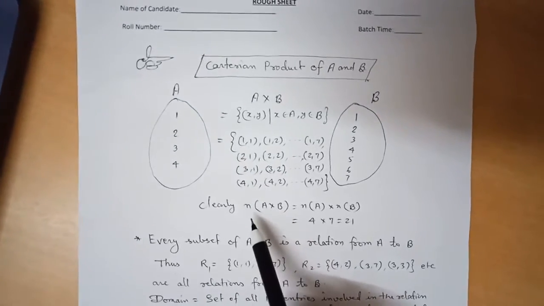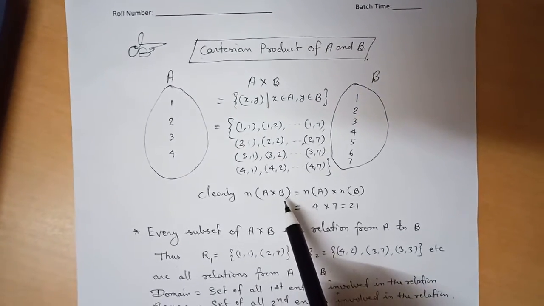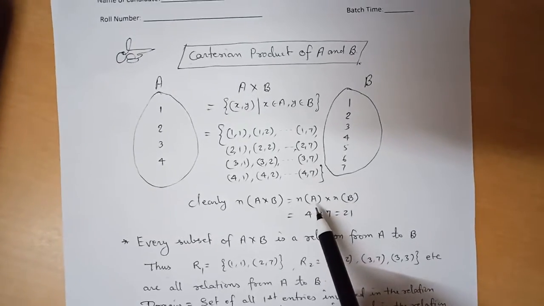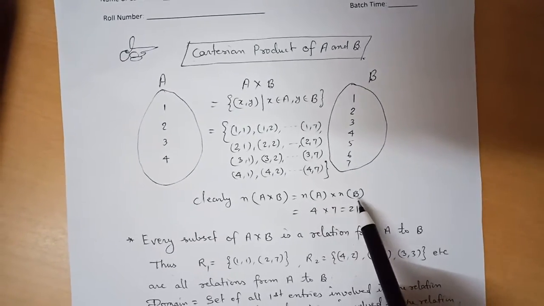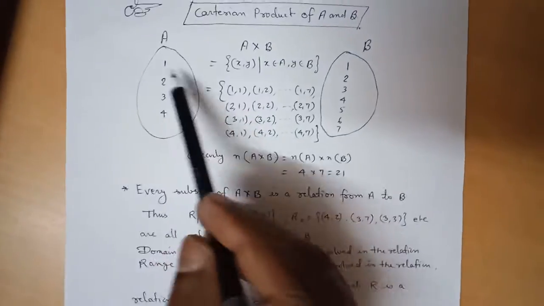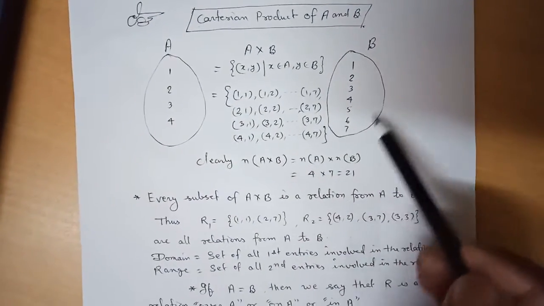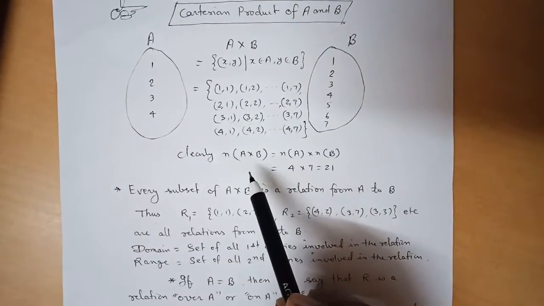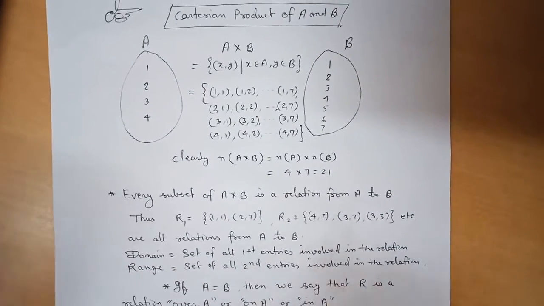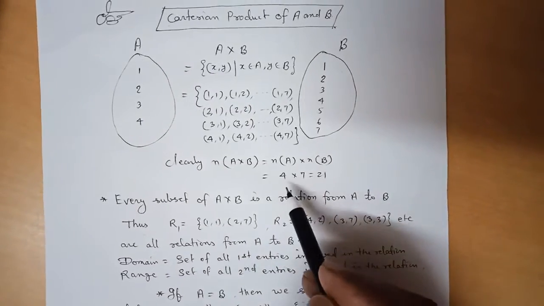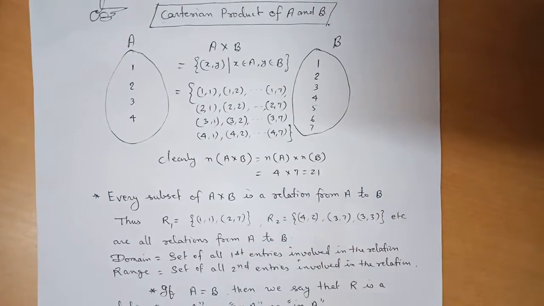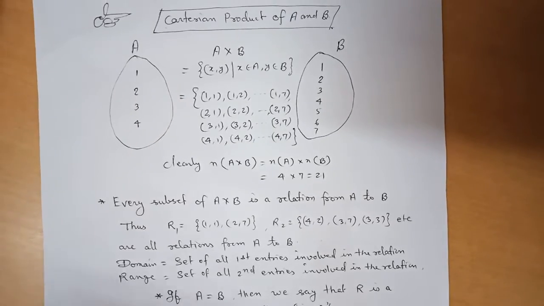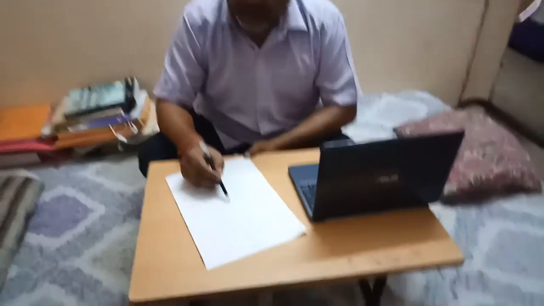Clearly, the number of elements in A cross B is equal to the number of elements in A multiplied by the number of elements in B. Here the number of elements in A is 4 and the number of elements in B is 7, and therefore the total number of ordered pairs in A cross B is 4 multiplied by 7, that is 28. We have also learnt in earlier classes, that is class 11, that every subset of A cross B is a relation from A to B.